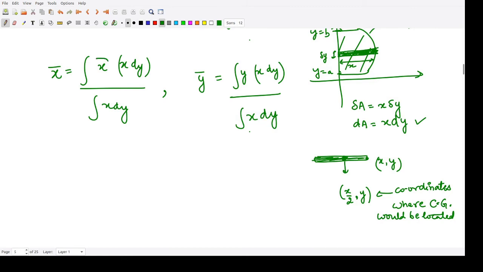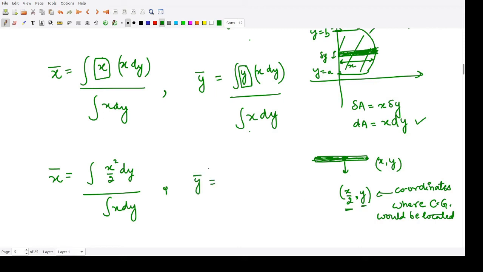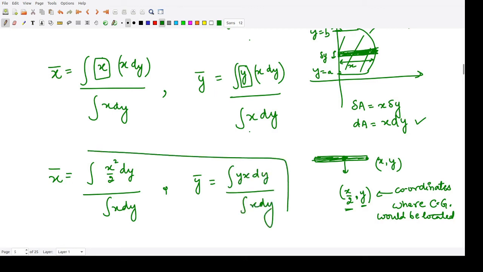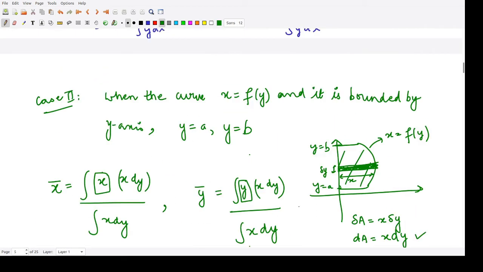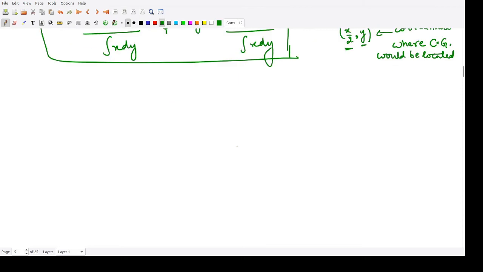Now the next task is to substitute the values of x and y here, because we wanted to calculate this for the center of mass. So x bar would be integration of x square by 2 dy divided by integration of x dy, because in place of x we have now substituted x by 2, and in place of y, because y remains the same, we would have y x dy divided by x dy. So these are the coordinates when you are calculating the area for the curve x is equal to f of y, bounded by the y-axis and y is equal to a, y is equal to b.